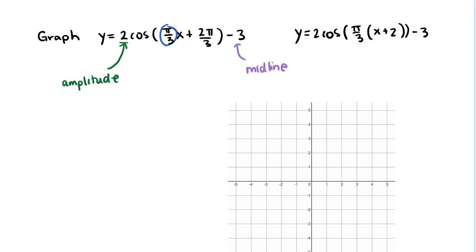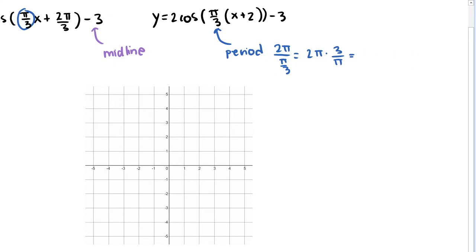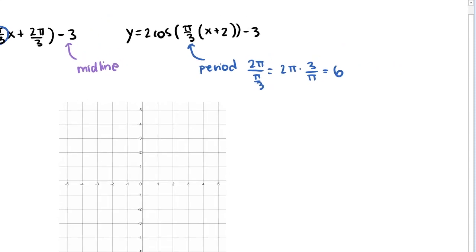And so here we see that our period, well, this is 2 pi divided by pi over 3. And so to do this division of a fraction within a fraction, I'm going to multiply by the reciprocal of that second fraction. This is 2 pi times 3 over pi. And so those pi's are going to cancel out, and really the period is equal to 6. And what about the horizontal shift? Well, the horizontal shift is going to be left 2 units.